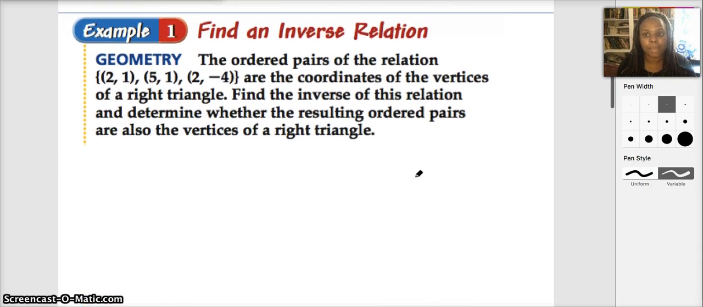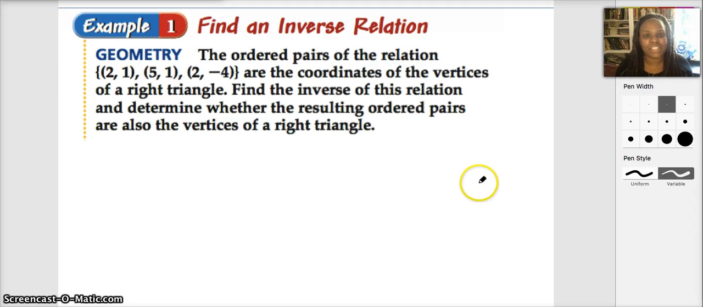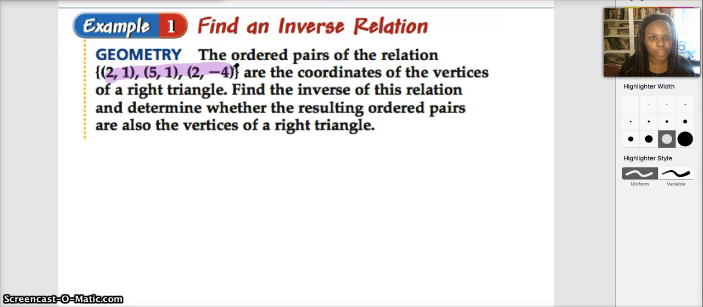So let's take a look at example 1. Here in example 1, we're asked to find an inverse relation. We're given that the ordered pairs of this relation are (2, 1), (5, 1), and (2, -4). These are the coordinates of the vertices of a right triangle. We're going to find the inverse of this relation and determine whether the resulting ordered pairs are also vertices of a right triangle. Simple? Let's see. So here is the original relation. I'm going to highlight it in this purple color. And the inverse, I think you would know at this point, right?